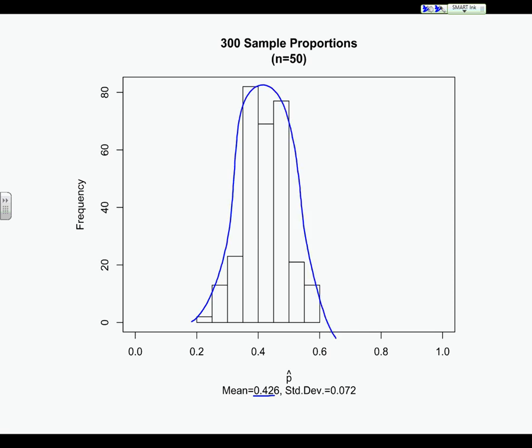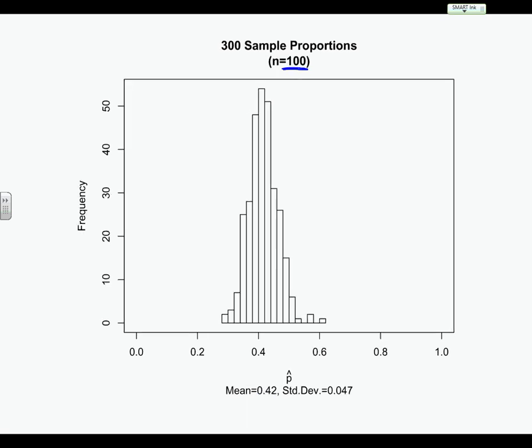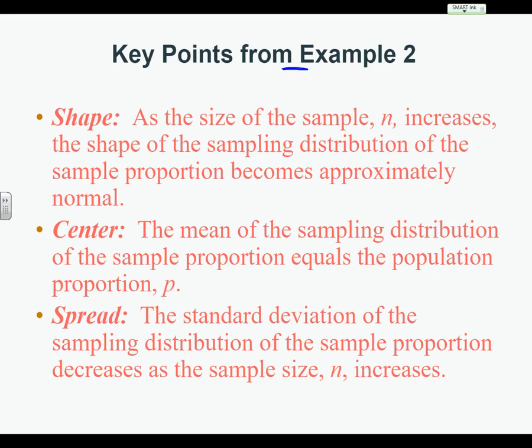I like that. So something happened between n equals 10 and n equals 50 that made it so it followed a normal distribution a lot better. And if I go up to 100, yeah, even better on that. All right? And so here's what I want you to get from it. First up, the shape.